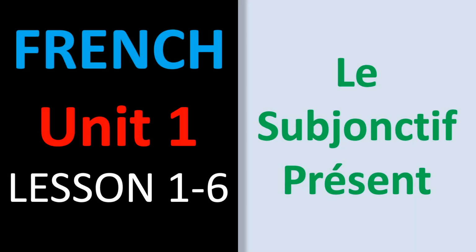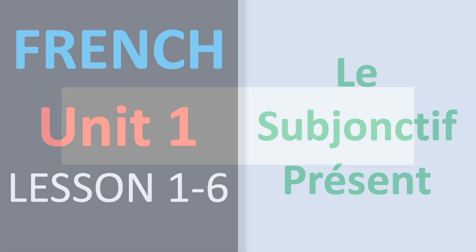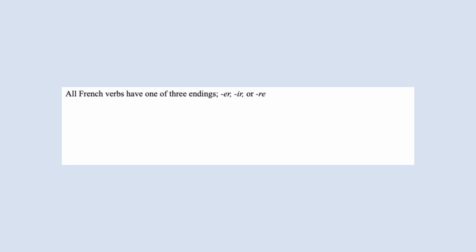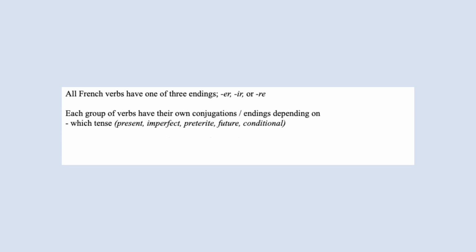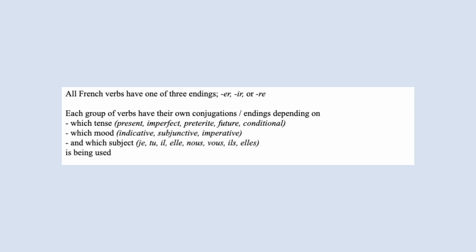This lesson covers regular French verb conjugations under the present subjunctive. All French verbs belong to one of three verb groups, ER, IR, or RE verbs, and each group of verbs has its own conjugations, or verb endings, depending on the tense, mood, and subject being used.